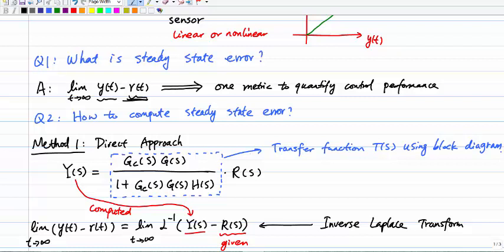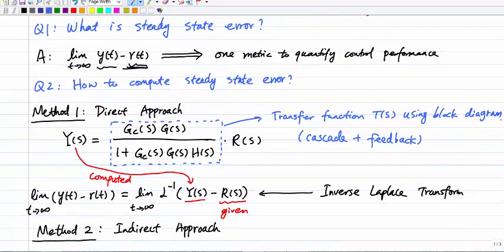So we do the cascade first, plus feedback, and we get a transfer function. Once we know the transfer function, the output will be just the transfer function times the input. Once we have y sub s, we can compute the limit as t goes to infinity of y sub t minus r sub t, which is the limit as t goes to infinity of the inverse Laplace transform of Y sub s minus R sub s. If we can compute this limit, it will be the steady state error.